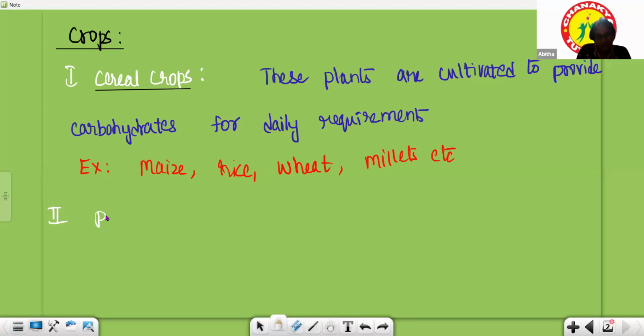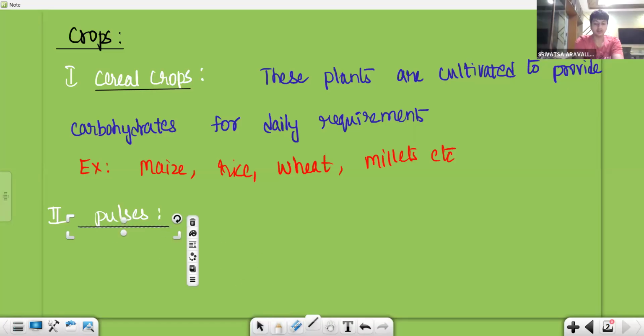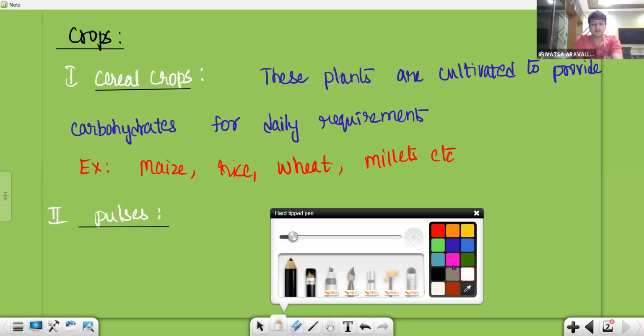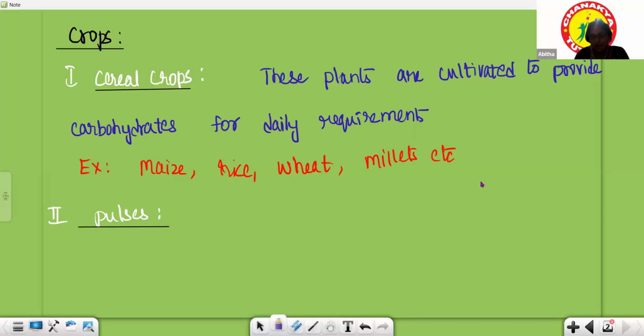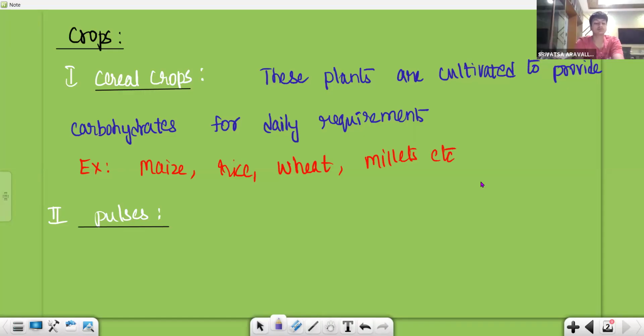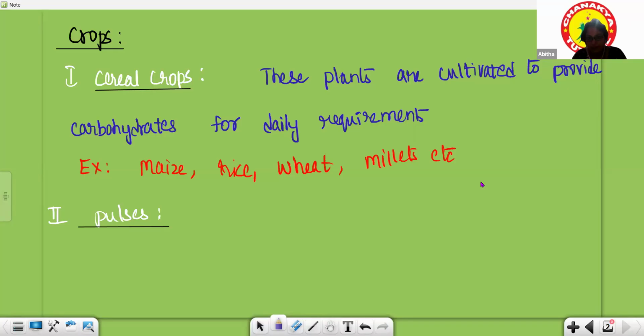Okay. So the next type of crops are pulses. I hope you know about pulses. Pulses are the ones we call pappu dhanyalu in Telugu. Everything comes under it, like urad dal, toor dal, minapappu, kandipappu, pesarapappu.